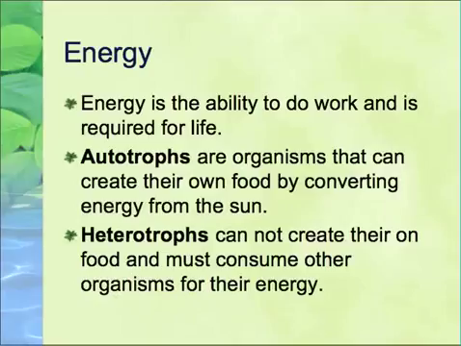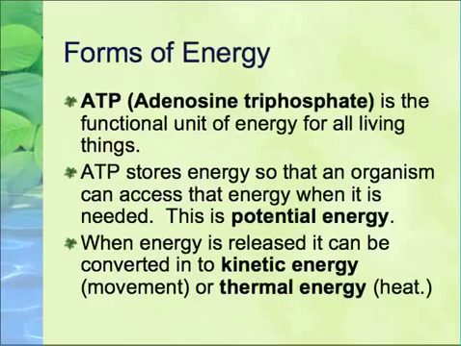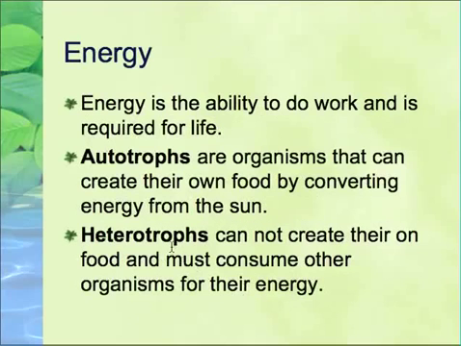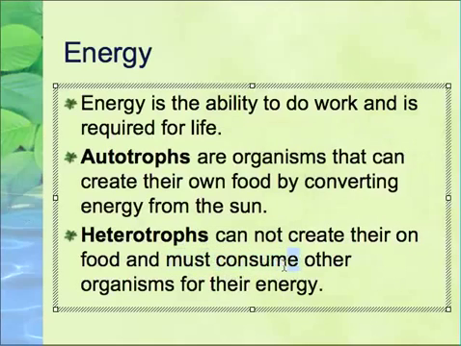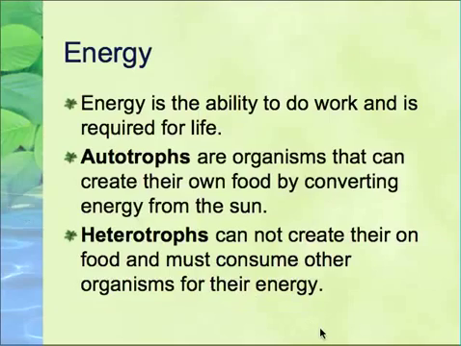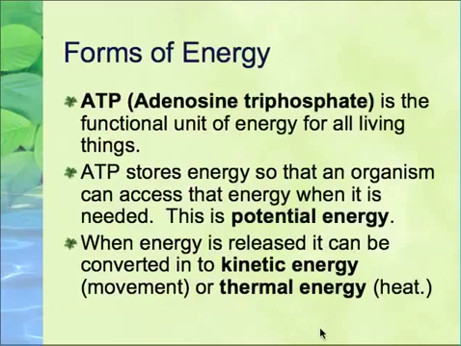All right, of course, animals being an example of a producer, or excuse me, a consumer. And let me go back and add that up. Heterotrophs are also called consumers because they must consume. All right? Now, there are different forms of energy. The functional part of energy for living things, all living things as a matter of fact, is ATP, or adenosine triphosphate. And that's the functional energy for all living things. It's how we survive. ATP is a form of potential energy because potential energy is stored energy.